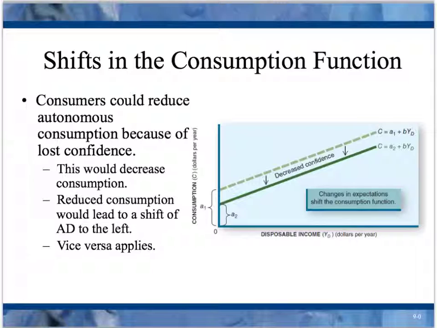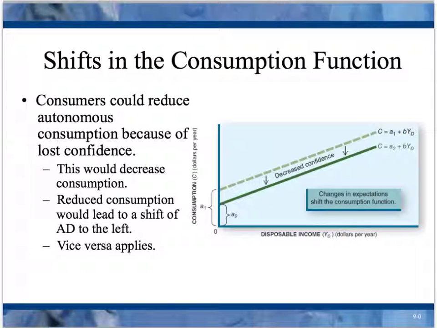And as you know, autonomous consumption depends on wealth, credit, expectation, and taxes. If any of these non-income determinants change, the value of the A in the consumption function will change. Let's say one of the things, expectations, changes, and people lose confidence in the economy.